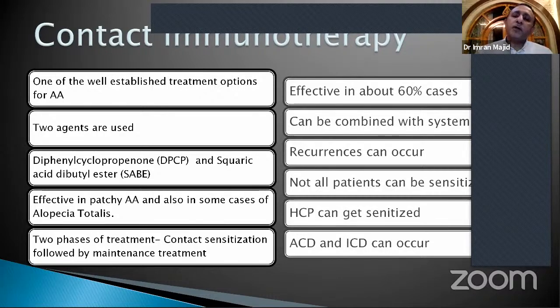So, what have studies shown? Studies have shown that contact immunotherapy is effective in around 60% of cases, and it can be combined with systemic treatment options. But remember again, recurrences can occur even after contact immunotherapy, and not all patients can be sensitized. And the healthcare professional who is using this immunotherapy can get sensitized. So it's very important to use proper gloves while you're using this treatment on any patient, and it can lead to allergic contact dermatitis as well as irritant contact dermatitis.